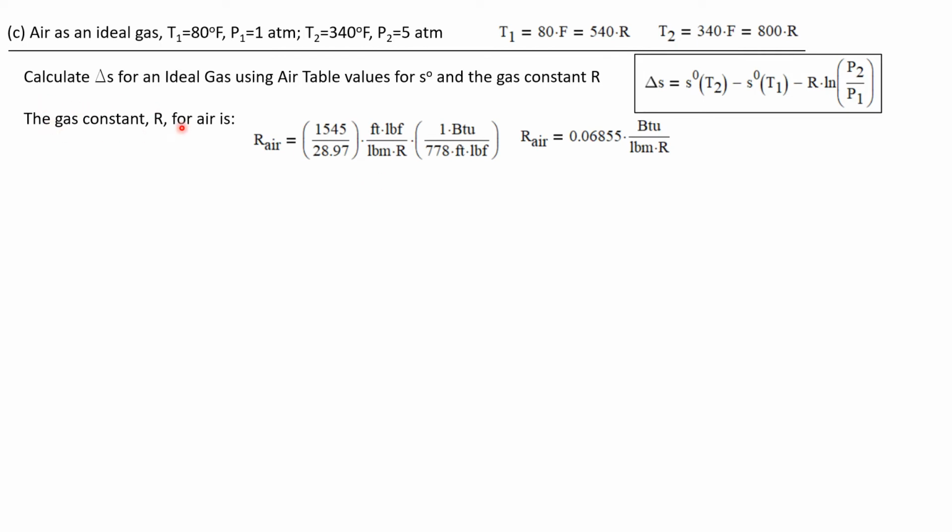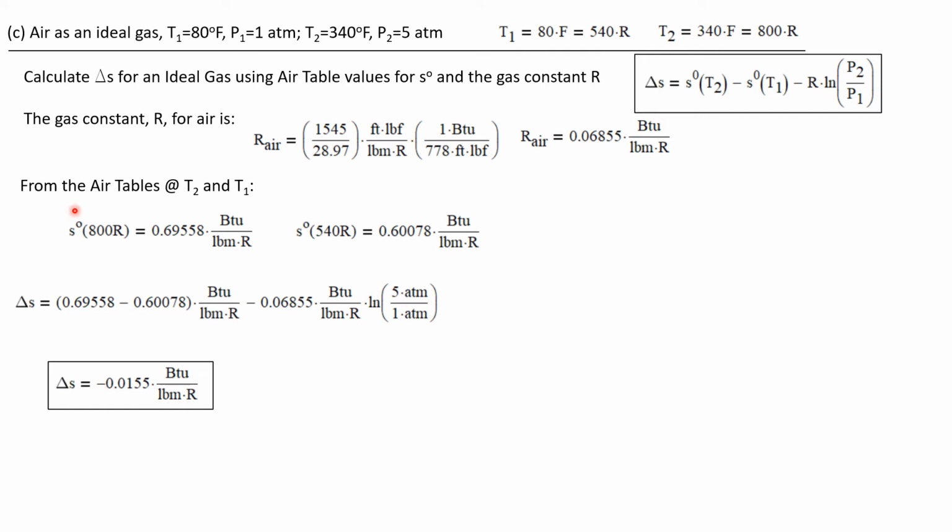First, let's calculate a gas constant for air. The gas constant for air is the universal gas constant in English units, which is 1545, divided by the molecular weight of air, which is 28.97. That quotient will have units of foot-pounds force per pound mass R. I would like to get that into BTUs, and 778 foot-pounds force is equivalent to 1 BTU. So I calculate the gas constant for air is 0.06855 BTUs per pound mass R.